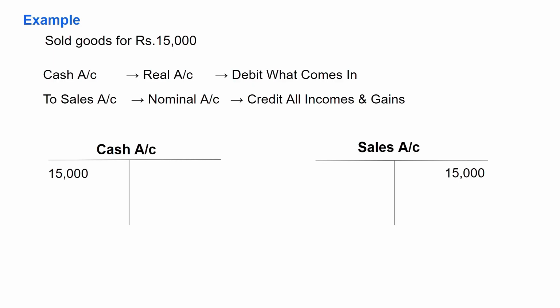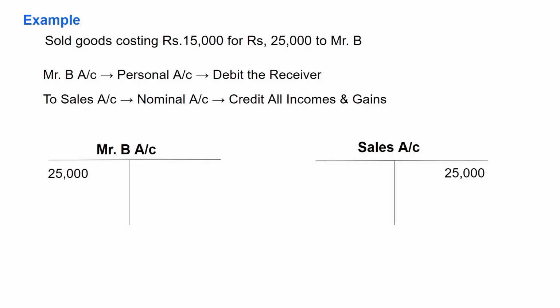Now you may ask, in the last transaction we took Mr. B, and in this transaction why cash? The reason is that in the last transaction it was given as Mr. B, meaning it was a credit transaction, and in this transaction no name is mentioned, so we take it as a cash transaction. That's it for this video.